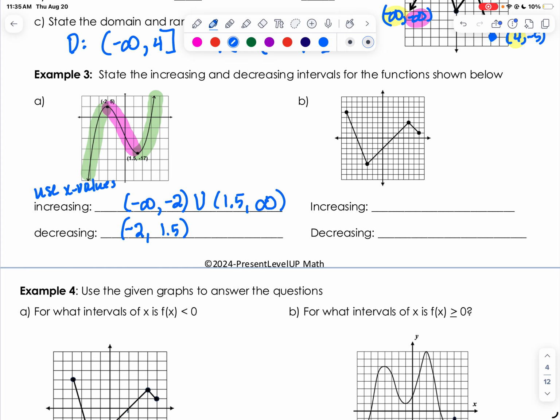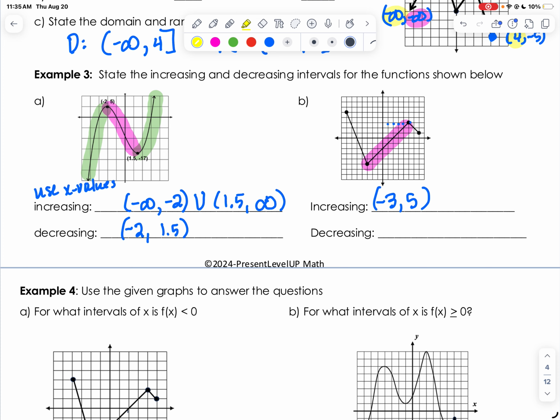All right. Problem B, our increasing interval. So in this function, we only have one increasing interval, and that is from, I'm just using my x values, so negative 3 to 1, 2, 3, 4 to 5. It's increasing from negative 3 to 5.